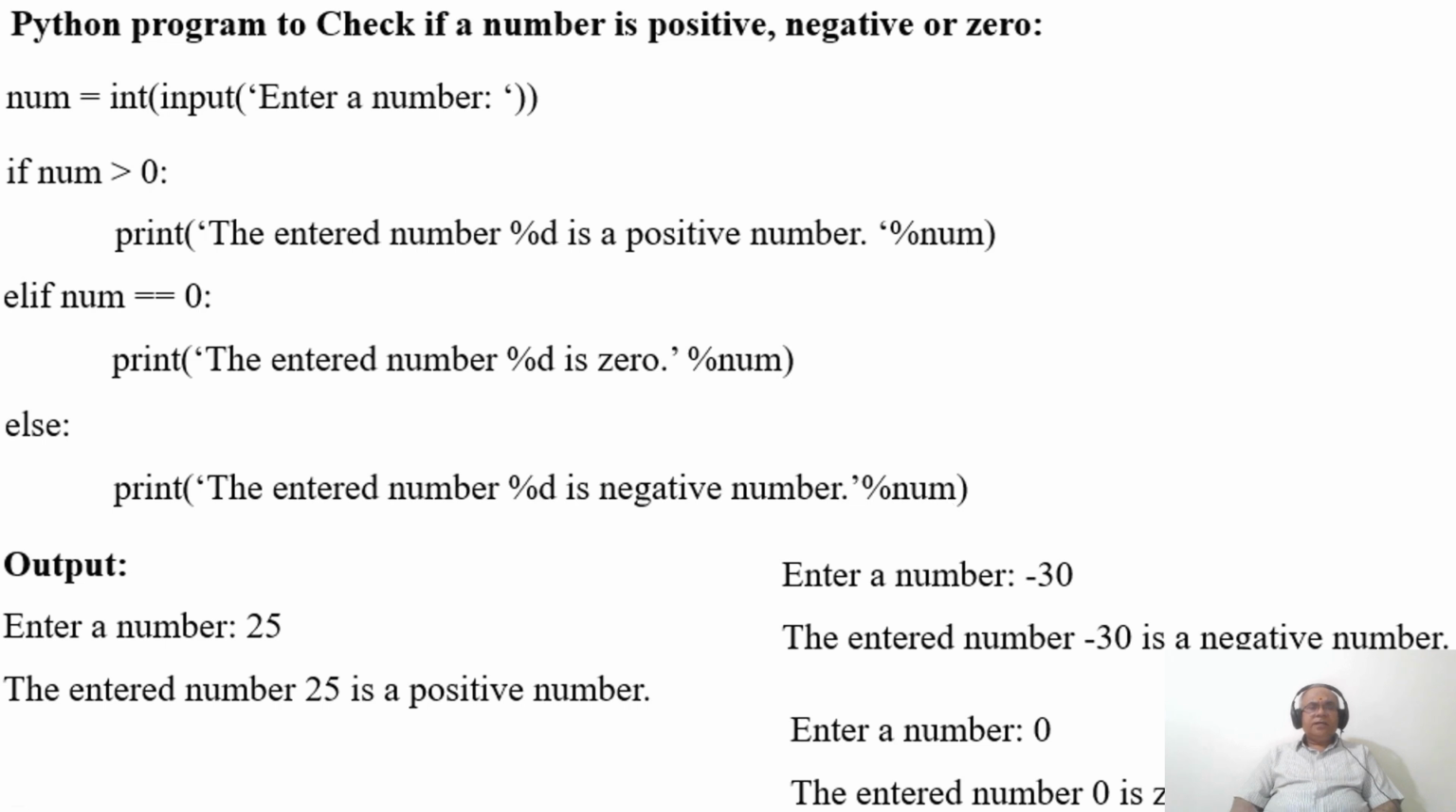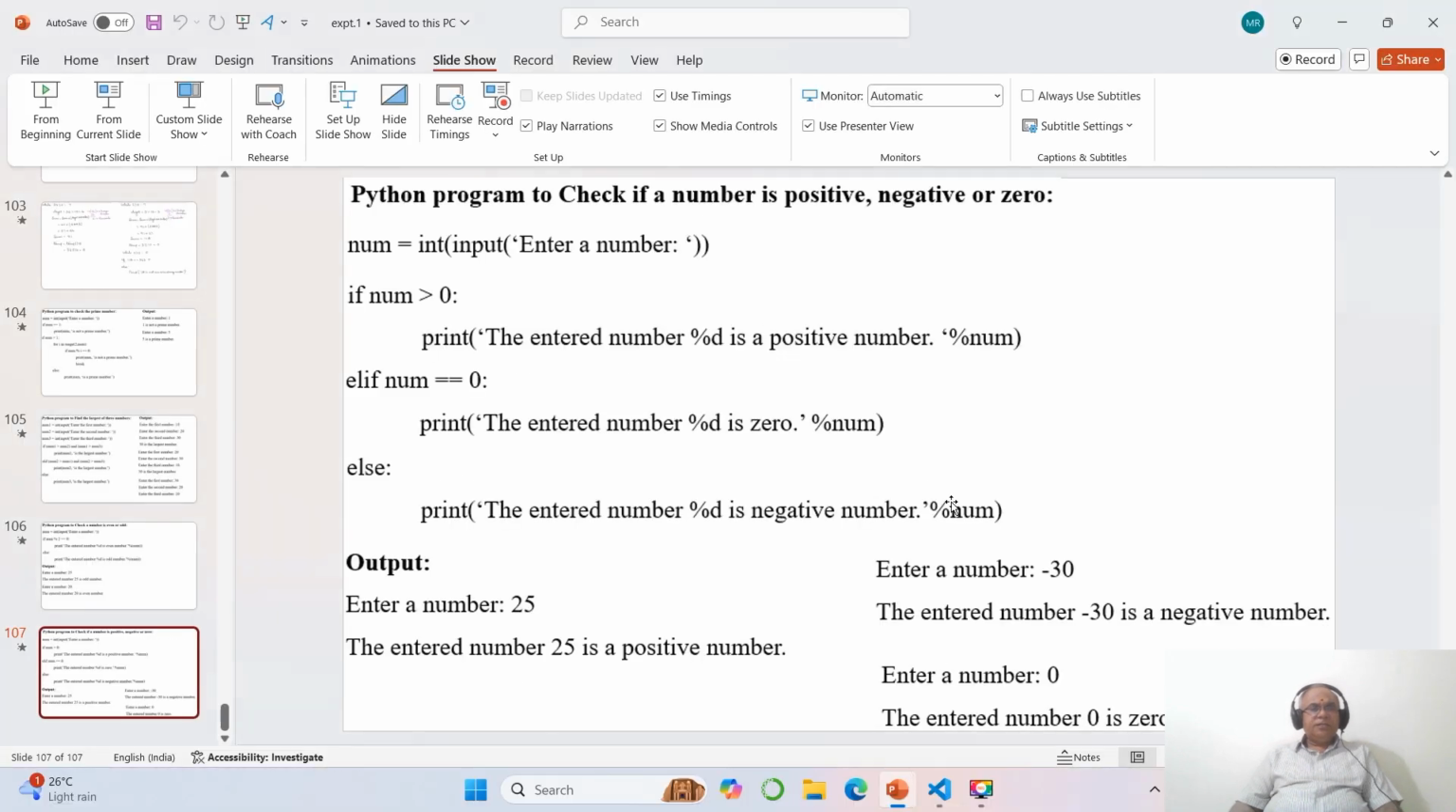Then I will say num is equal to 0. Is 0 greater than 0? No. Is 0 equal to 0? Yes. The entered number 0 is 0. So this is how you will be able to execute the program.